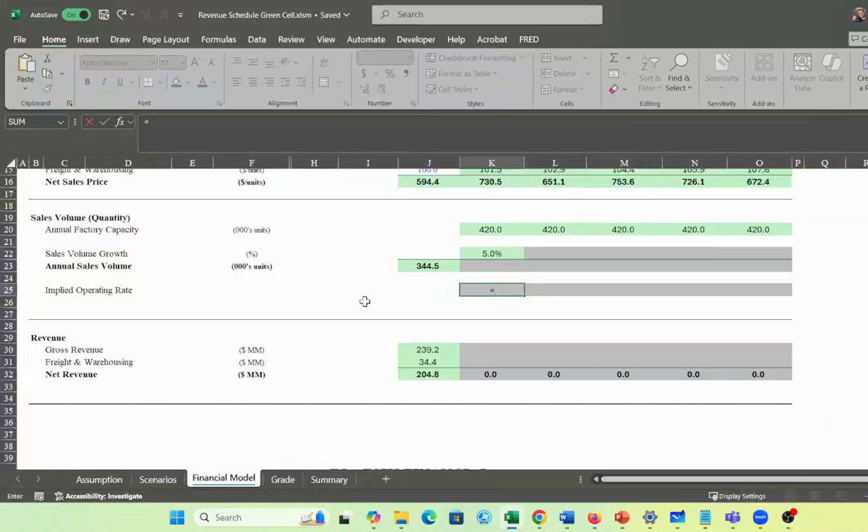So I'm going to go equals. This is going to be the annual sales volume, which is what we want to know, divided by our maximum, the most we can actually produce.